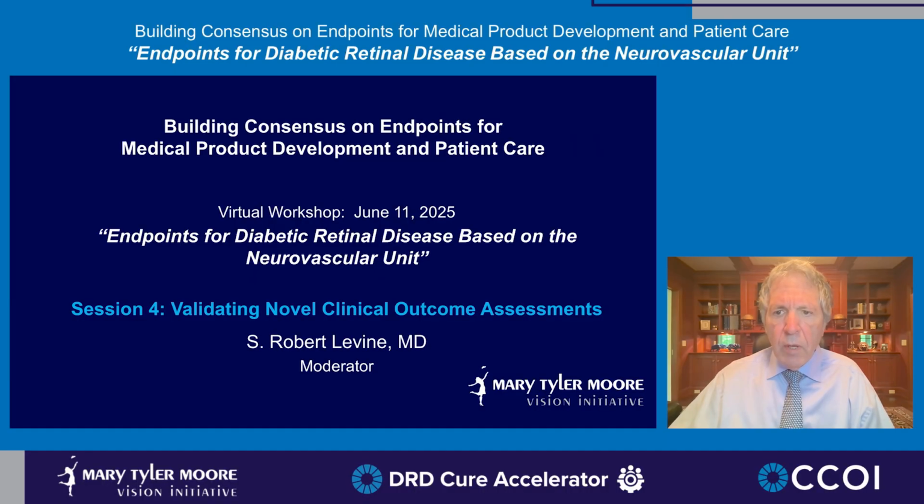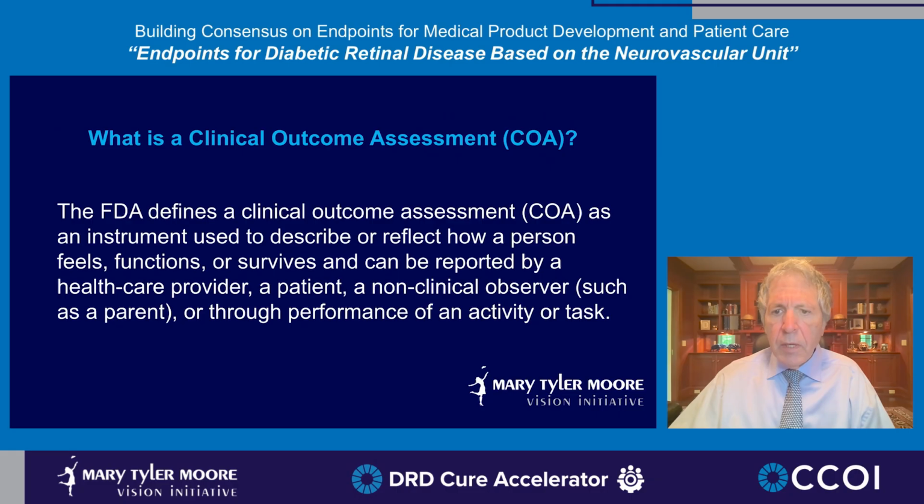In our session 4, we hope to engage participants in a dynamic exchange regarding how to choose and validate novel clinical outcome assessments. Though I know most of you know these definitions, to level set our discussion, the FDA defines a clinical outcome assessment, or COA, as an instrument used to describe or reflect how a person feels, functions, or survives, and can be reported by a healthcare provider, a patient, a non-clinical observer, or through performance of an activity or task. There are, therefore, 4 types of COAs: patient-reported outcomes, clinician-reported outcomes, observer-reported outcomes, and performance outcomes.